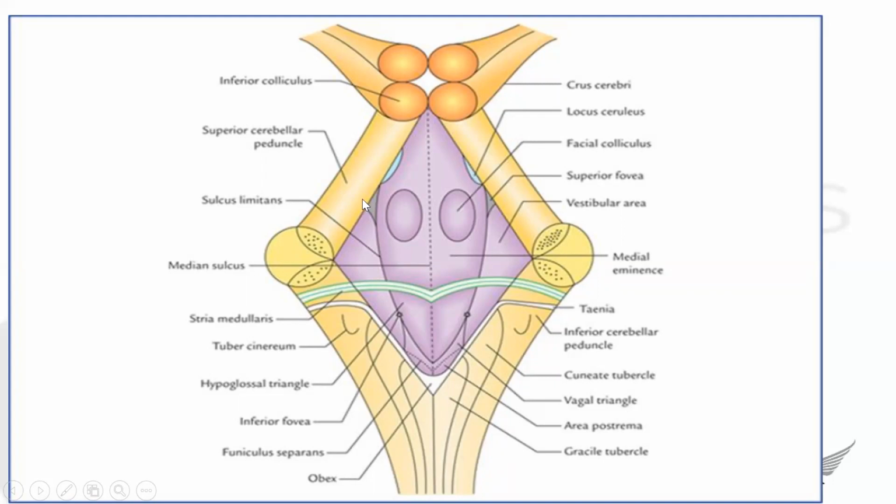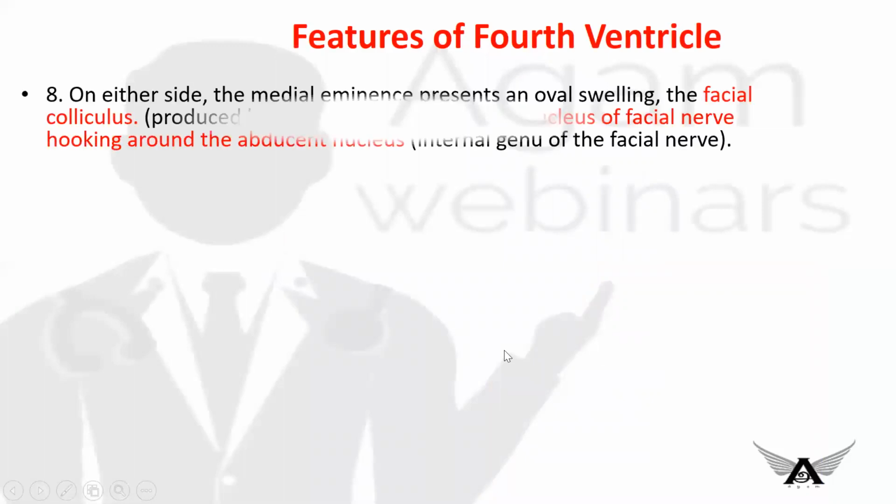Okay, so this is the superior cerebellar peduncle, sulcus limitans. This is the median sulcus, medial eminence. The medial eminence is limited laterally by the sulcus limitans. This is the vestibular area. This is the stria medullaris. This is the inferior cerebellar peduncle. I will move more into that.